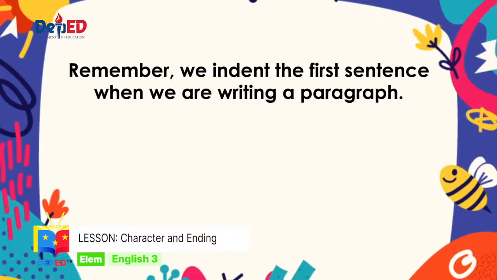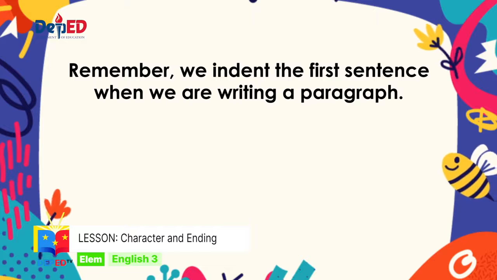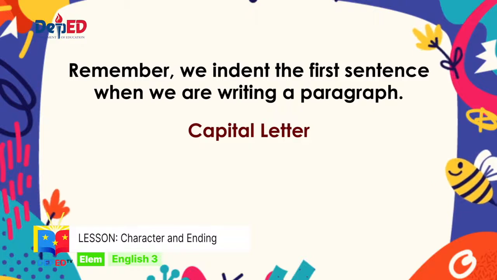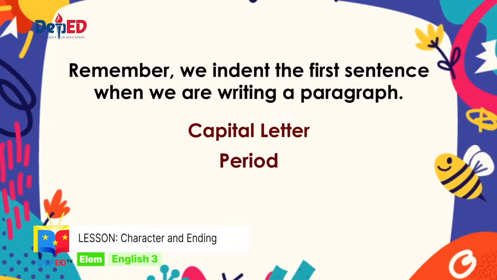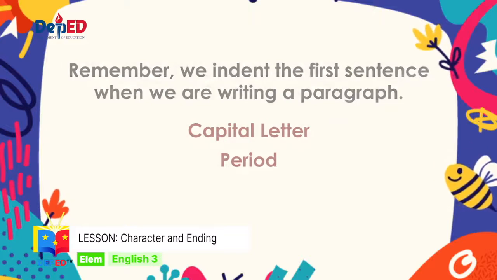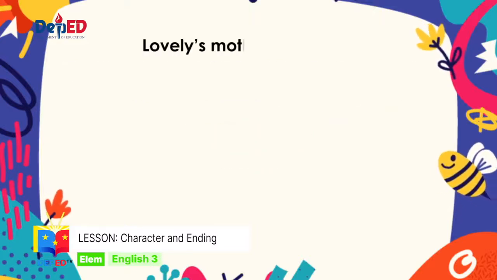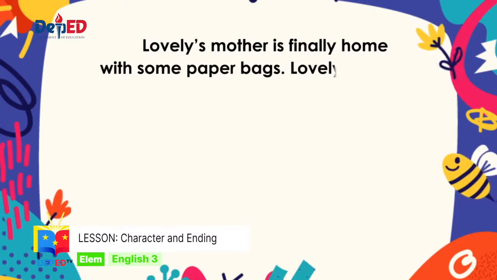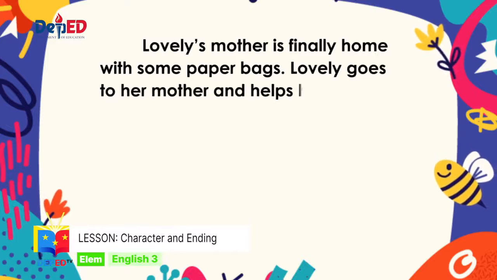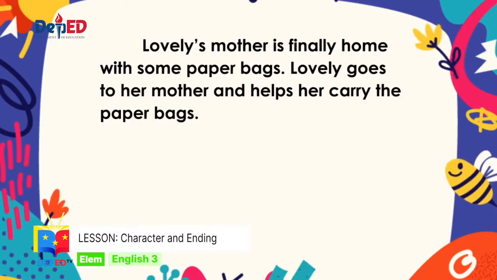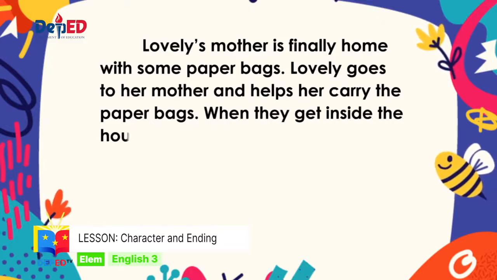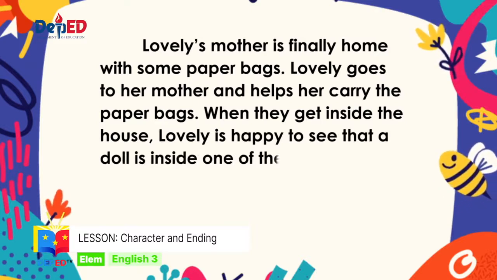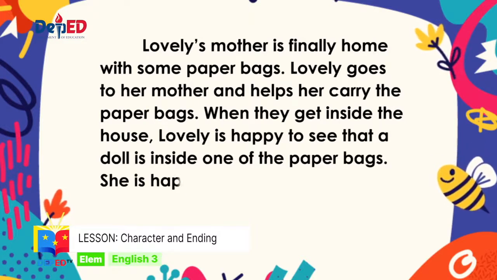Remember, we indent the first sentence when we are writing a paragraph. We begin each sentence with a capital letter, and we end the sentences with a period. So we write, Lovely's mother is finally home with some paper bags. Lovely goes to her mother and helps her carry the paper bags. When they get inside the house, Lovely is happy to see that a doll is inside one of the paper bags. She is happy and thanks her mother for buying the doll.